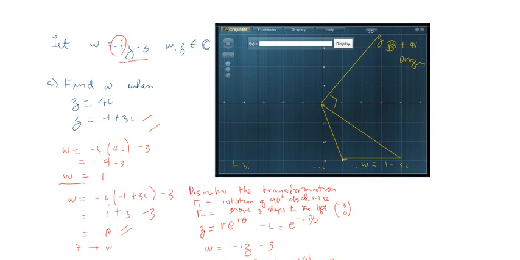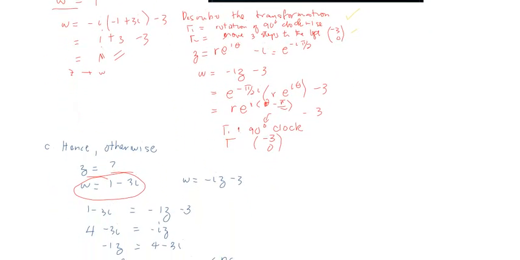So when it moved here, same clockwise, it will be here, and then it moved 3 steps. That's why the W here is 1 minus 3i. So that is just checking on the correctness of the answer. Okay, so we'll stop at this, and I'll try to work on some more problems to help you with your review.